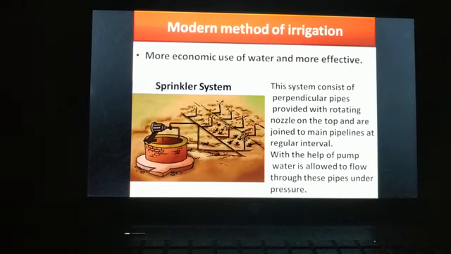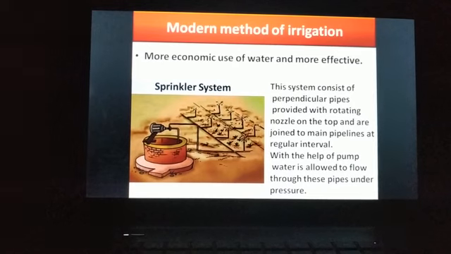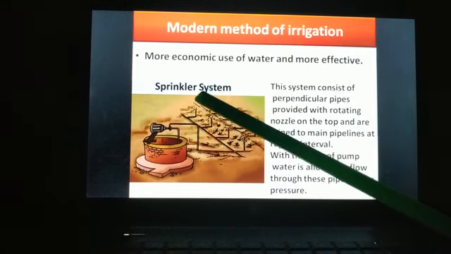Next we have modern methods of irrigation. These methods help us to use water more economically, and they are more effective. They are more efficient compared to the traditional methods. So the first one is sprinkler systems.